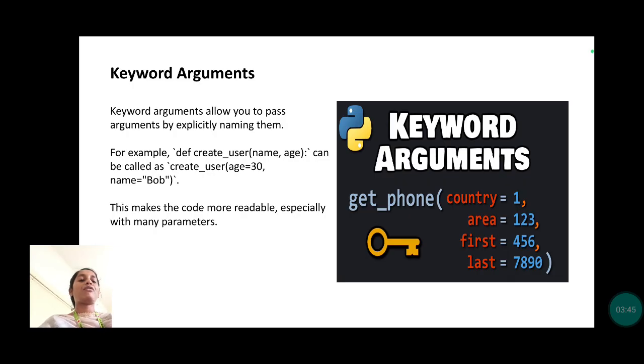Keyword arguments: get_phone(country=1, area=12, first4=5, last=7890).